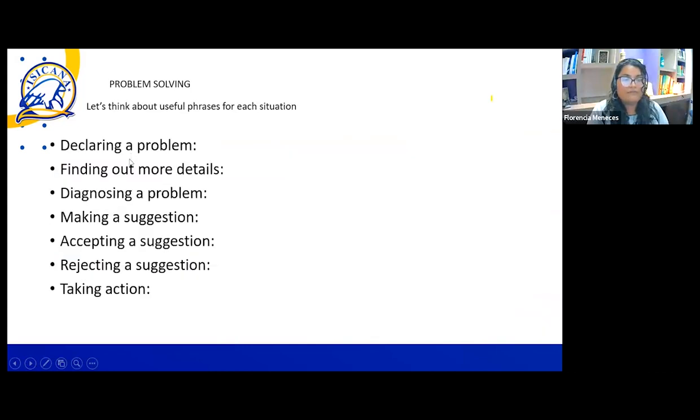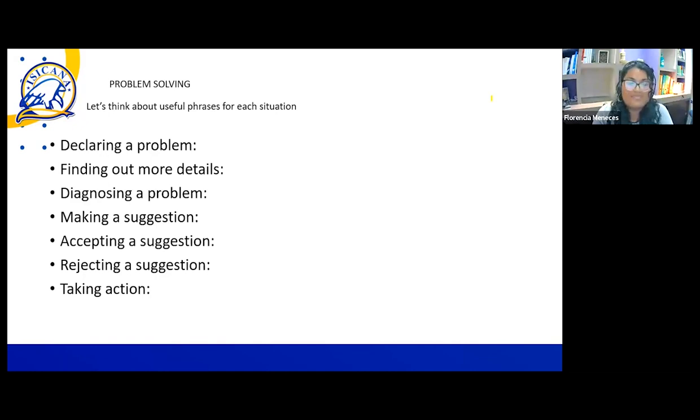In each of these situations, there are some specific phrases that we need in order to express our opinion. So declaring a problem, finding out more details, diagnosing a problem, making a suggestion, accepting a suggestion, rejecting a suggestion, and taking actions. Do you happen to remember any of them? Maybe you can add other phrases that are not the ones we've been working with.